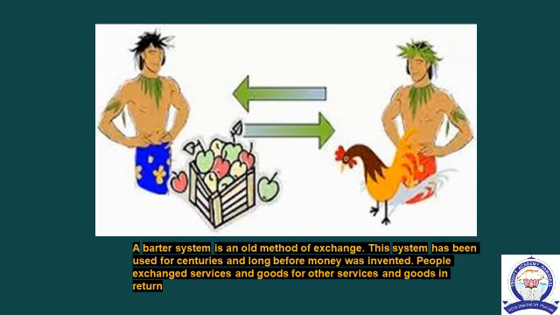Do you know, children, in olden days, we had a system of exchanging goods for other goods called the barter system. A barter system is an old method of exchange. This system has been used for centuries, long before money was invented. People exchange services and goods for other services and goods in return. For example, a person who has rice in surplus will exchange it on the basis of their needs.